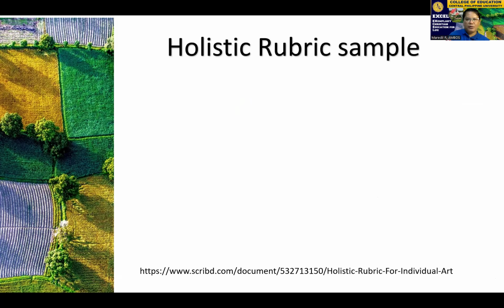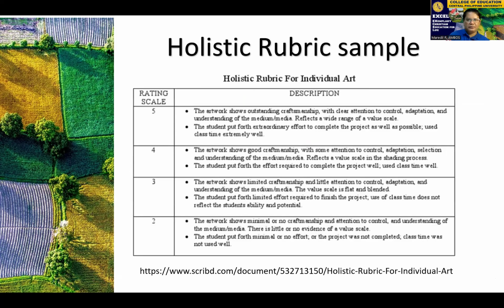Here is an example of a holistic rubric. You can see only the rating scale with the 5, 4, 3, 2, and you have a description there. For example, for 5, the artwork shows outstanding craftsmanship with clear attention to control, adaptation, and understanding of the medium, and it reflects a wide range of value scale.